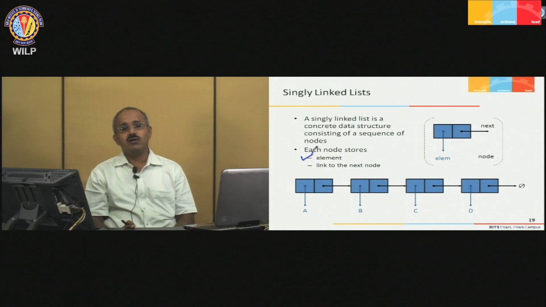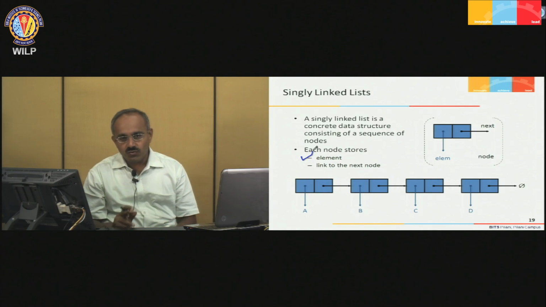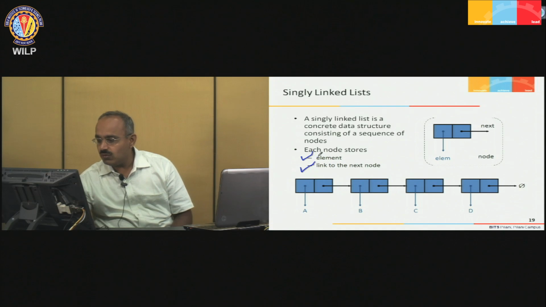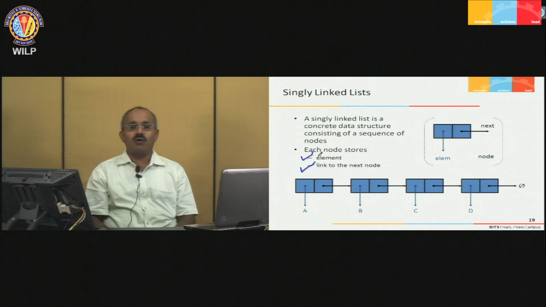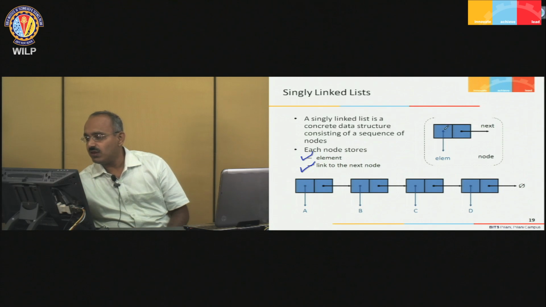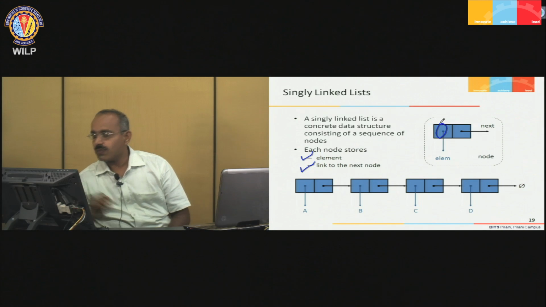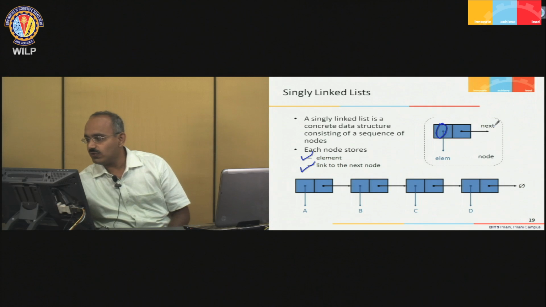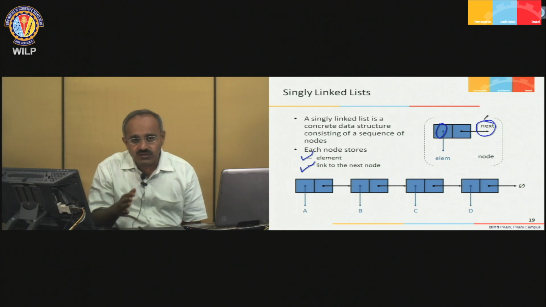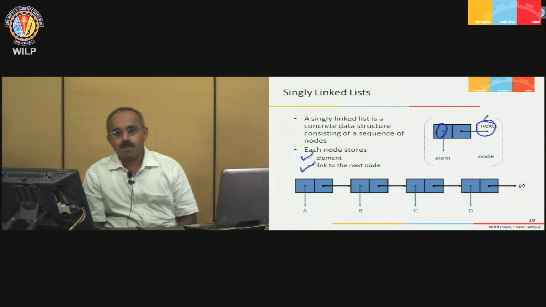So every node is going to have what element it stores, and it tells you what the next node it is going to point to. So it gives me a link to the next node. So this precisely is, it stores two things, the element, and it also stores a pointer which is called next, which tells you the address of the next node in your list.